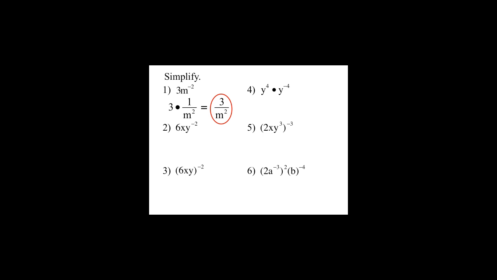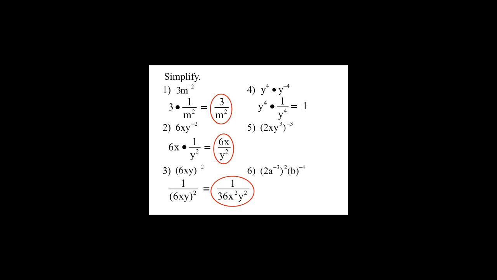All right, now check your work. Number 2 is 6x over y squared. Number 3 is 1 over 6xy. Well, actually, it simplifies. We've already done this one. 1 over 36x squared y squared. Number 4 is 1.